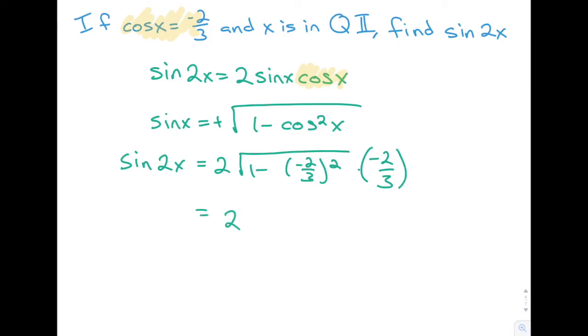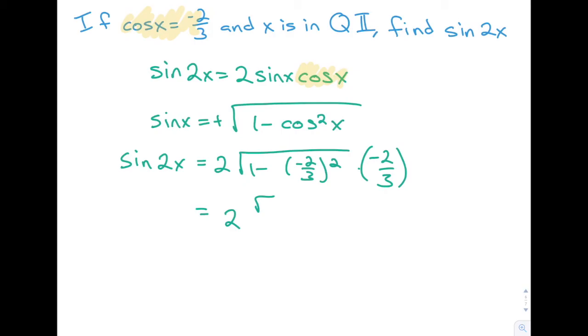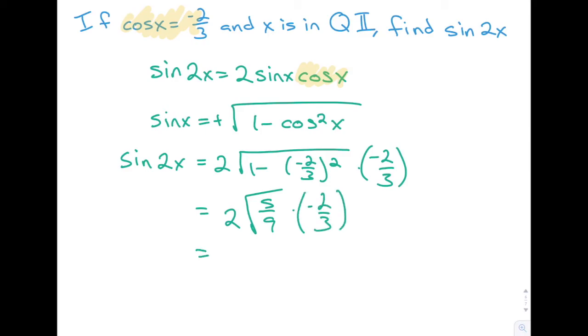So we have 2, and then the square root of 1 minus 4/9, which would give us the square root of 5/9, times negative 2/3. So 2 times negative 2 is negative 4. The square root of 5 is just the square root of 5. And then over, the square root of 9 is 3, times 3 gives us 9. So this is one way that we can use the double angle formulas for sine and cosine.